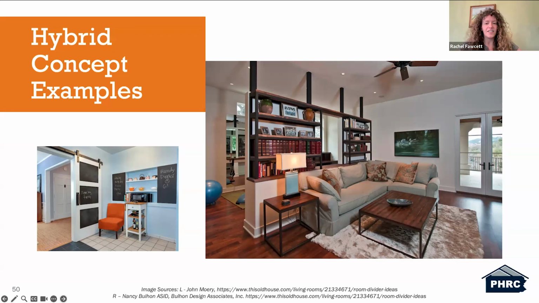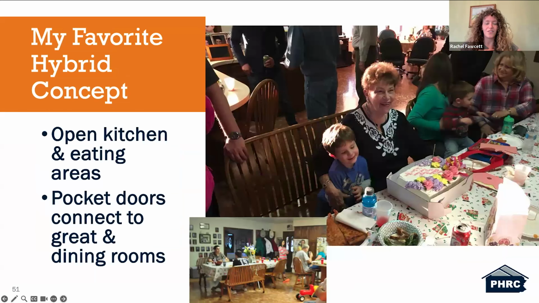And then finally, I just want to show one of my favorite examples of a hybrid concept. Growing up in my Gram's house, it had this open kitchen and eating area, which you see in the top picture. So we could all fit, we can all gather together. But then in the lower picture, you can see in the background, we have these pocket doors that close off the dining room and what we would call the great room. So when the adults need some time away from the kids, there's a way to close it off, but then when we're all sitting and eating together, we can still see each other and leave that open.